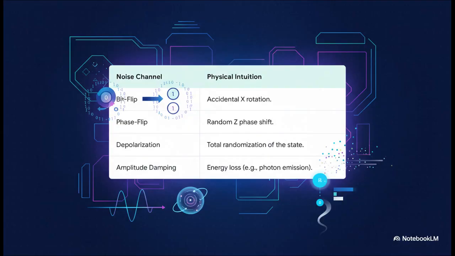And this fragility leads to all sorts of different errors. You've got your bit flip, which, yeah, is exactly what it sounds like. A 0 becomes a 1. But you also get these sneakier errors like phase shifts or even the qubit just losing its energy completely. Any single one of these can wreck our results unless we have a solid strategy to fight back.